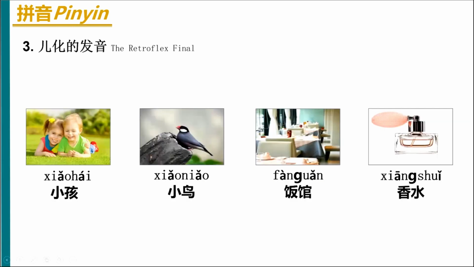The third point of today's pinyin is this retroflex final. What is a retroflex final? Here, I listed out 4 words. First one is children or kid. In the pinyin, we first try to read it out. It is 小孩, right? 小孩.